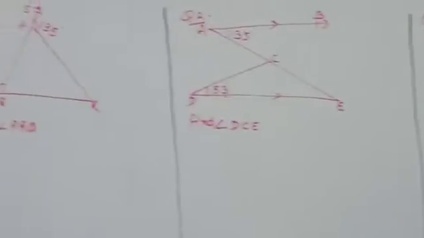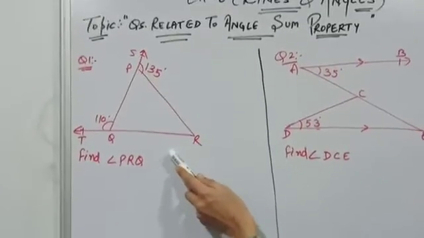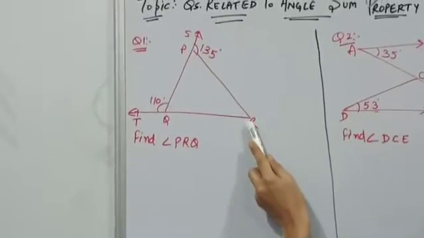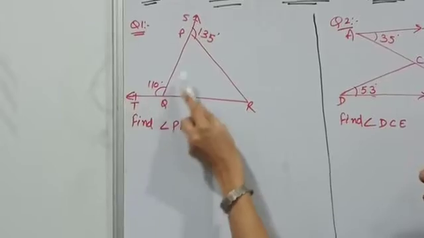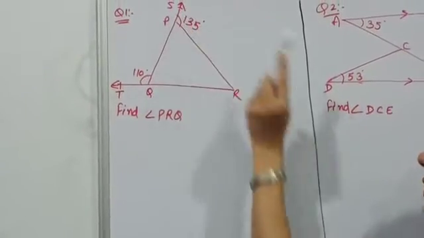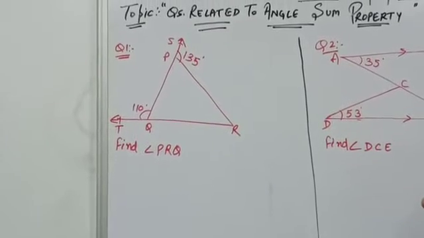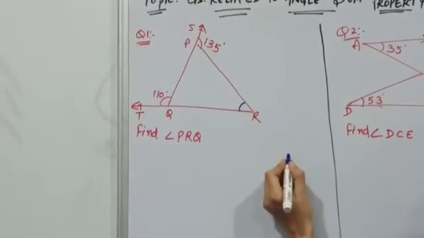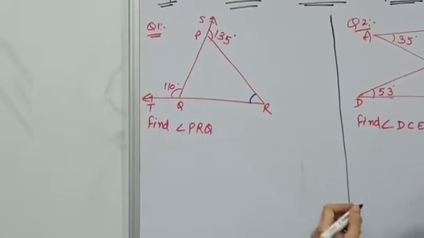So let us see, I have already written the first question, you can see. They are saying that in the diagram, PQR is a triangle such that QR is extended to point T and QP is extended to point S, and the exterior angles are given. They are asking us to find the angle PRQ, meaning this angle. To find this, there are many methods.